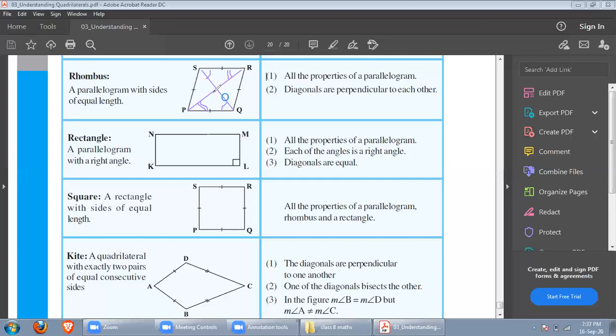Okay, this means, what does it mean? This means that, what does it mean?